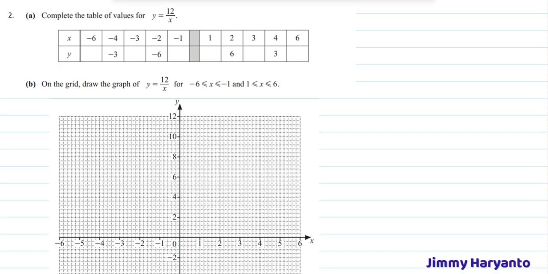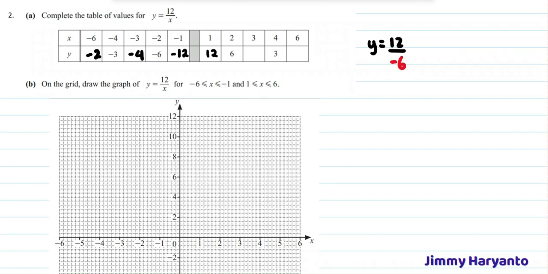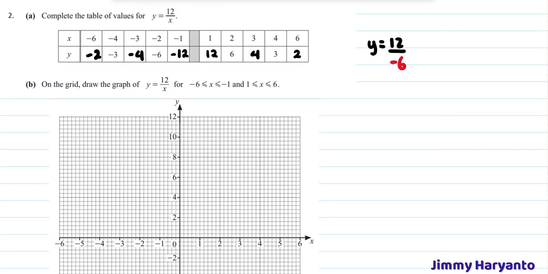Okay, next is question 2. For question 2, you have to fill in the table. That means y equals to 12 divided by x. The first x is negative 6, so you only have to divide it by negative 6. Equals to negative 2 for this one. And then 12 divided by negative 3 is negative 4. And then 12 divided by negative 1 is negative 12. And then divided by 1 is 12. Divided by 3 equals to 4. Divided by 6 equals to 2. And then on the grid, draw the graph of 12 over x.